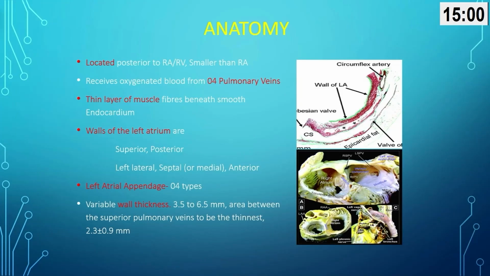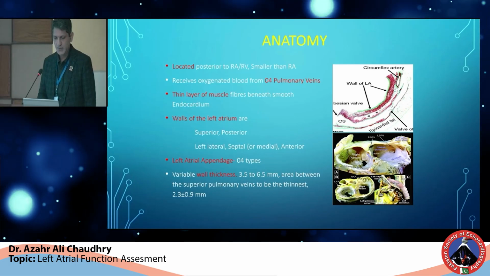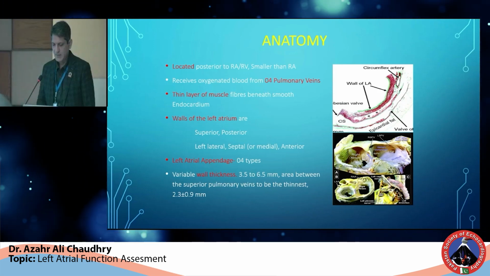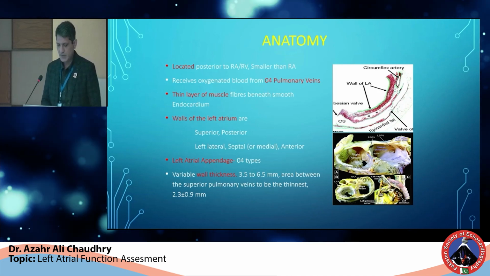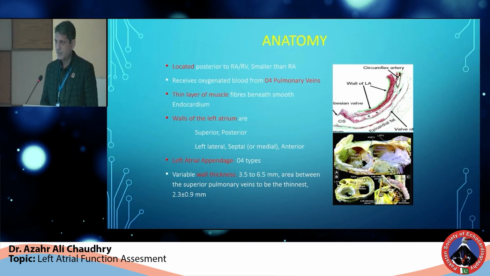So, the left atrium is a far field structure located posteriorly, and it is smaller than the right atrium. It receives oxygenated blood from the pulmonary veins. It has a thin layer of muscle fibers as compared to the left ventricle, and the muscle fibers are arranged in two layers: a superficial layer and a deep muscular layer. There are 5 walls of the left atrium: the superior, posterior, left lateral, septal, and the anterior. There is a left atrial appendage which has 4 types, and there is a variable thickness of the left atrium ranging from 3.5 to 6.5 millimeter.